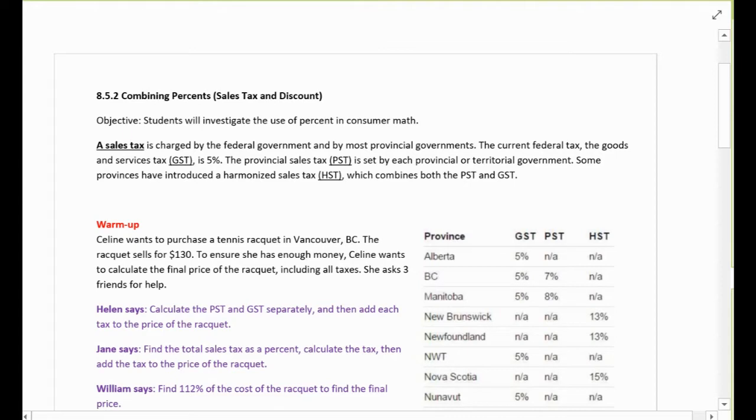So today we're going to continue learning combining percents. We're going to learn about sales tax and discount. Everyone, what is sales tax? So there are two different types of sales tax. One is GST and the other one is PST.